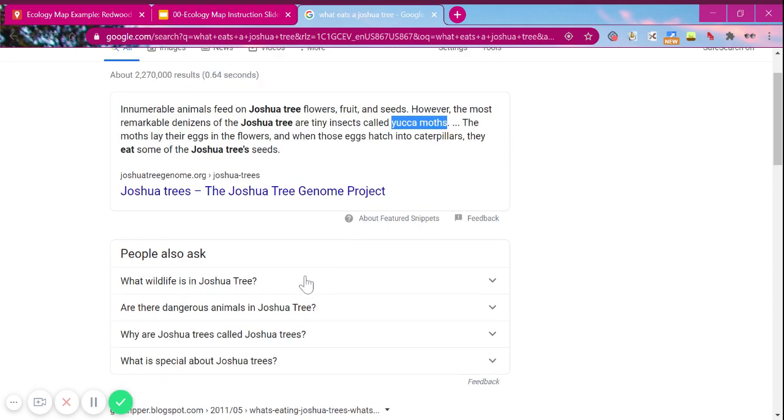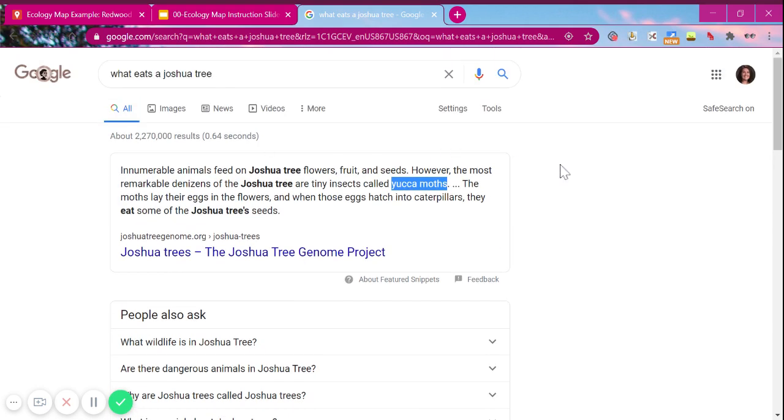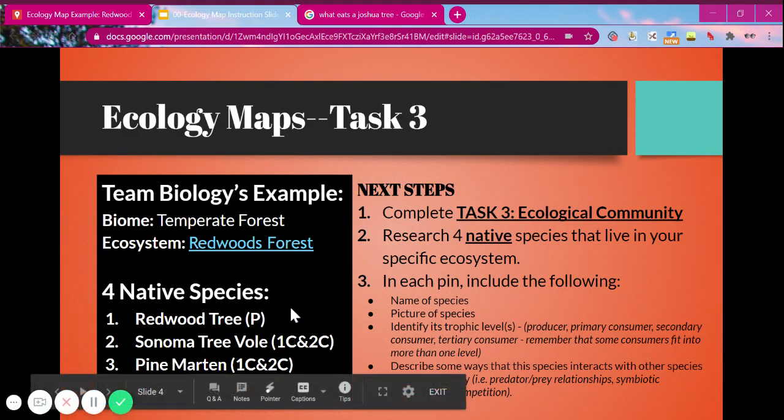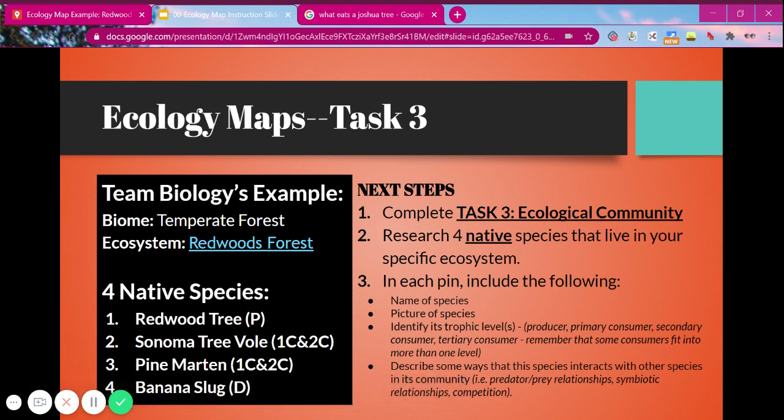So that's one way that you can find each of your species and how they're interacting with each other, basically starting with the food chain with the producer. That's just one way of finding it. It's totally up to you on how you want to research and find your 4 native species. But the main thing is to make sure that you have a variety of these 4 native species. So don't just find all 4 producers or all 4 primary consumers. Try to get a good variety of it. All right, that is task 3. Good luck.